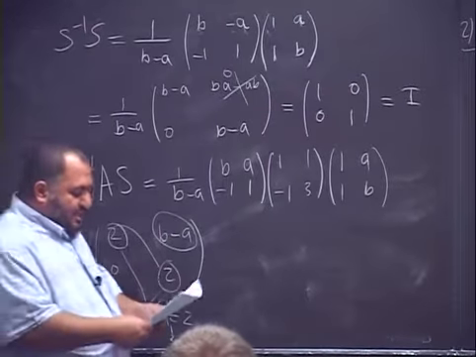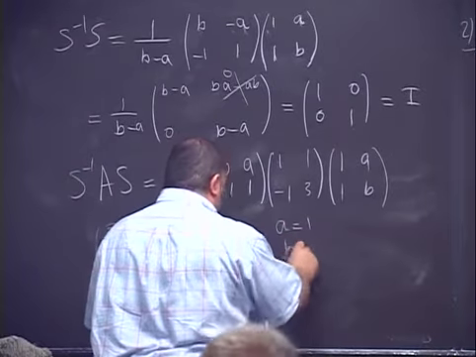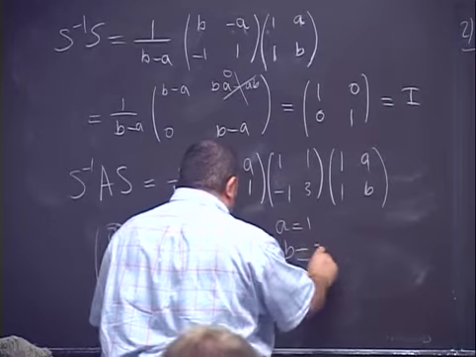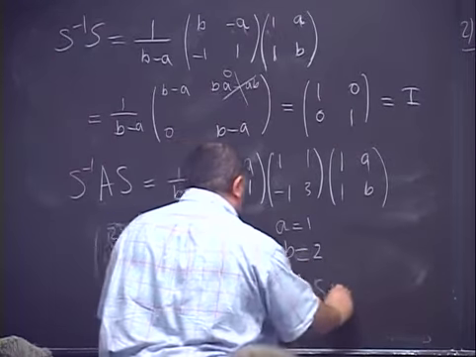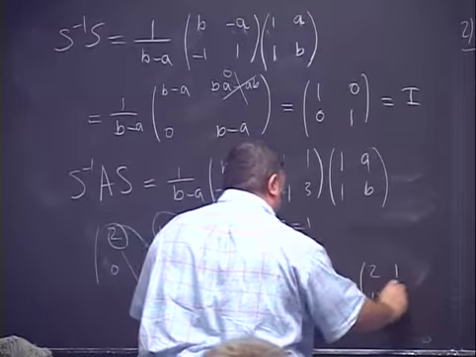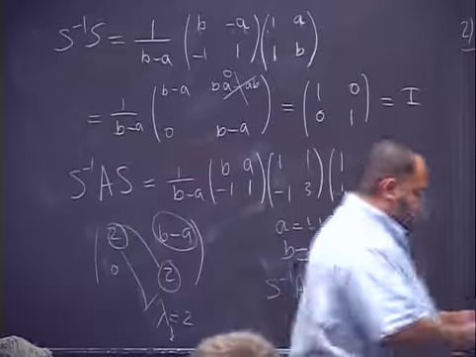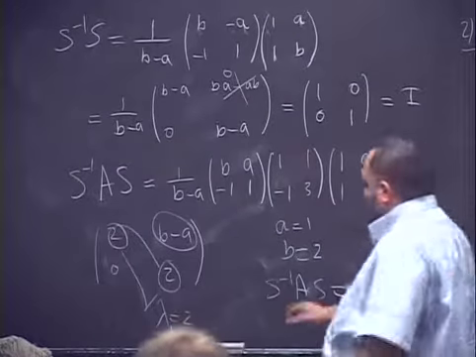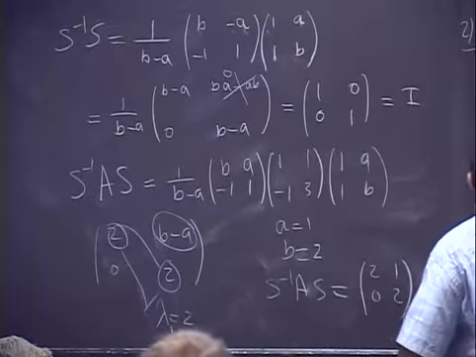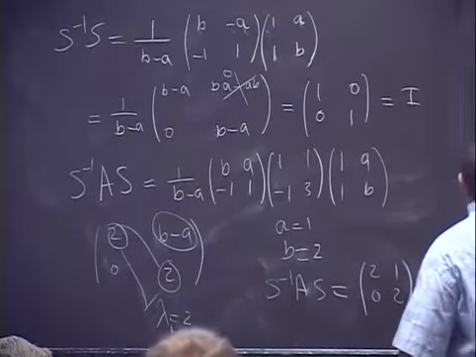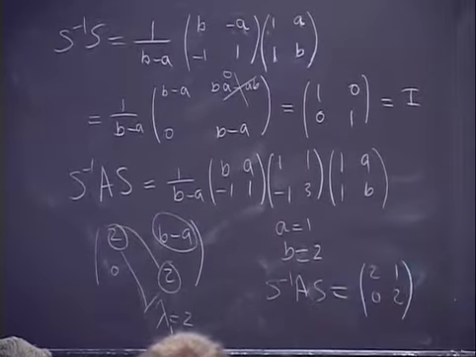So let's assume, for example, that we choose a equal to 1 and b equal to 2. So S minus 1 A S will give me 2 1 0 2. So do you think that U2, the auxiliary vector that we choose, will form an eigenvector for the matrix A?